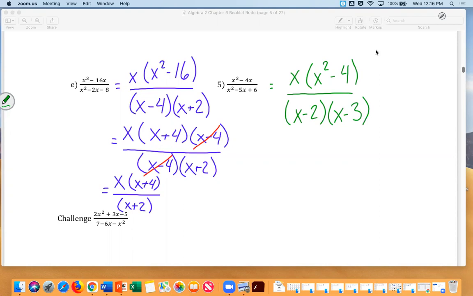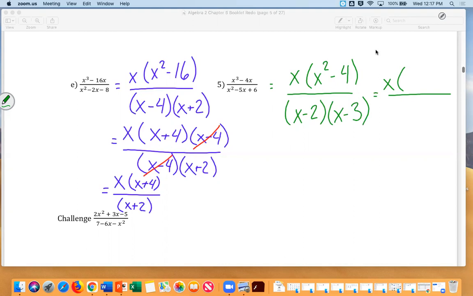Do you guys feel like you're getting the factoring more? Like you just start to see them? They just kind of pop out. At the start, you're writing that list, but now you're like, 6, -5, 2 and 3. That's where we're supposed to get to, that gut feeling that it's going to be -2 and -3. So the numerator is going to factor the factors of -4 that add up to 0.